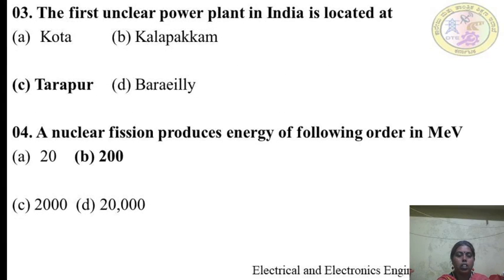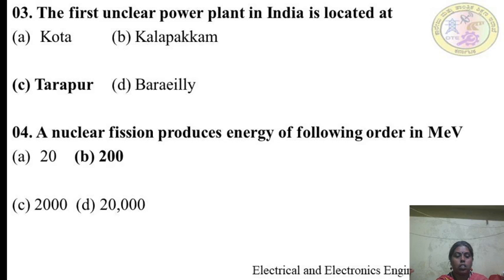Third one. The first nuclear power plant in India is located at A. Kota, B. Kalapakkam, C. Tarapur, D. Bareilly. The correct answer is C, Tarapur. In Tarapur, the first nuclear power plant is located.